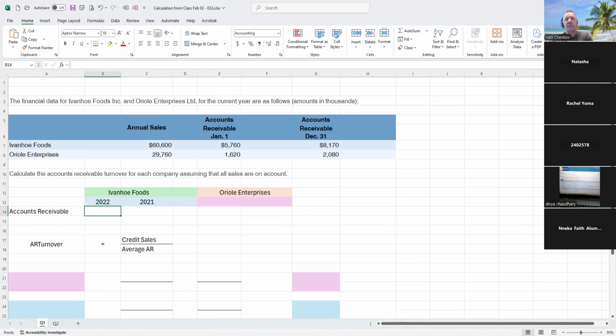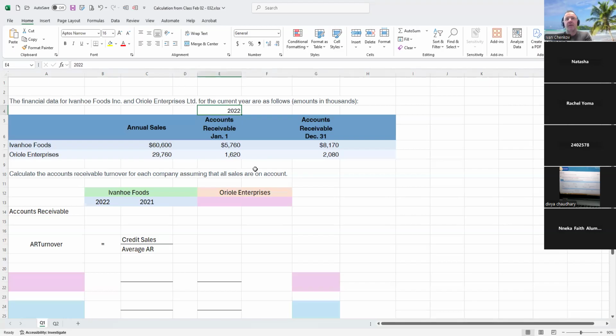If I have 2 reports, and all this information is for year 2022, which will be the ending balance for 2022, and which will be the ending balance for 2021? What do you think? Ending balance for 2021 will be 8170. And opening balance for 2022 would be 8170. Closing balance for 2022 would be 5760.